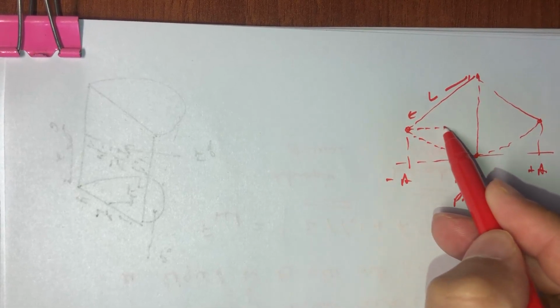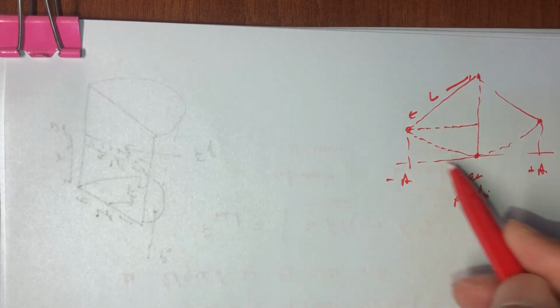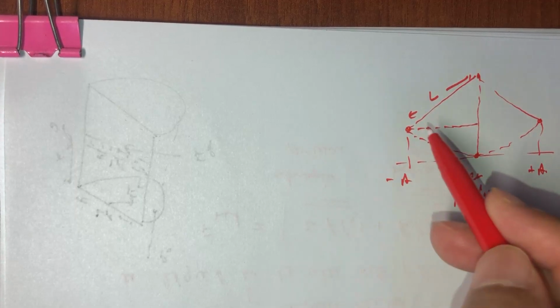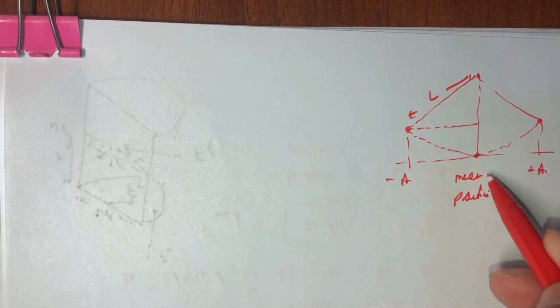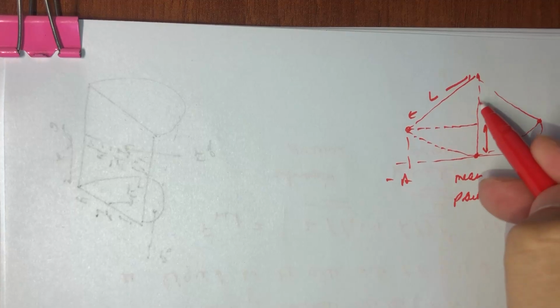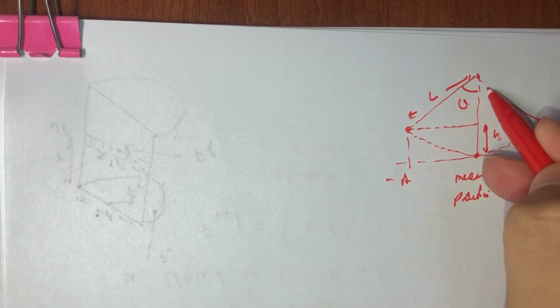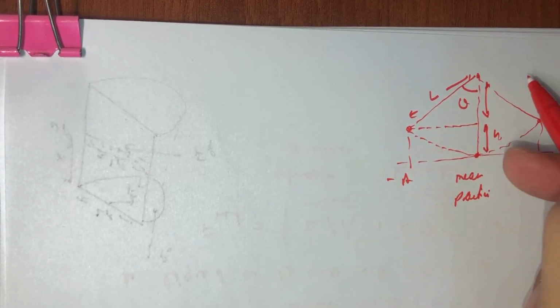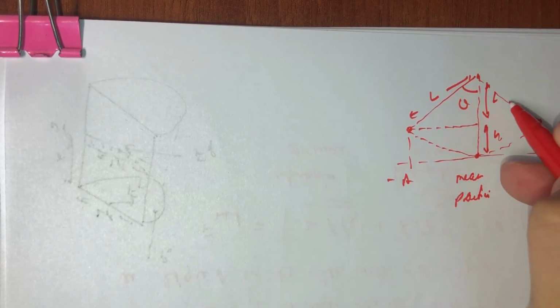So the height by which the bob or pendulum rises above the mean position, let us suppose in this case is given as h1, and this angle is theta. So this will be coming as L cos of theta.